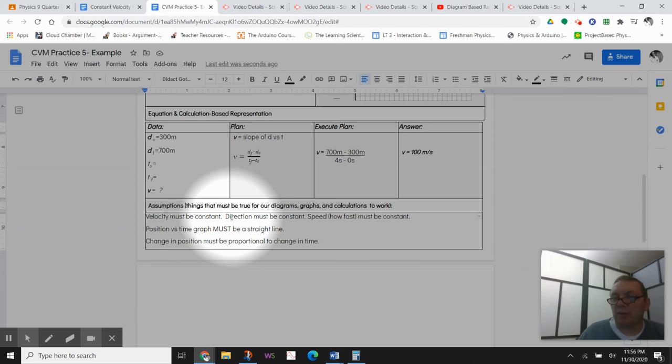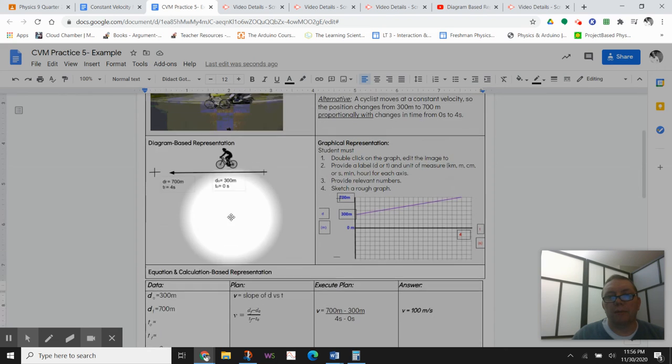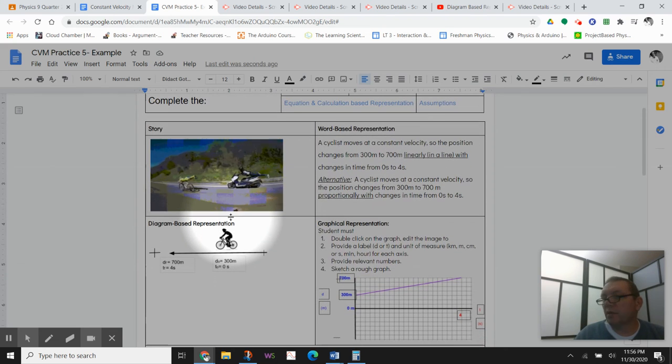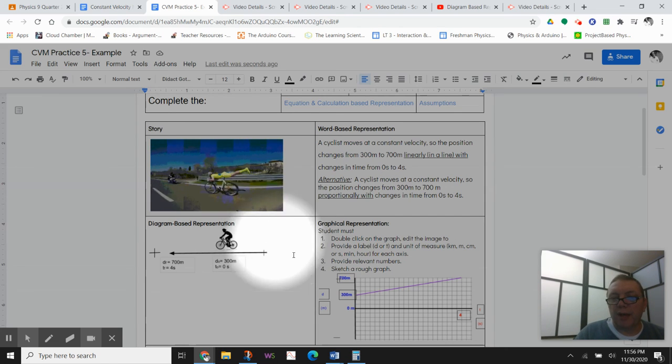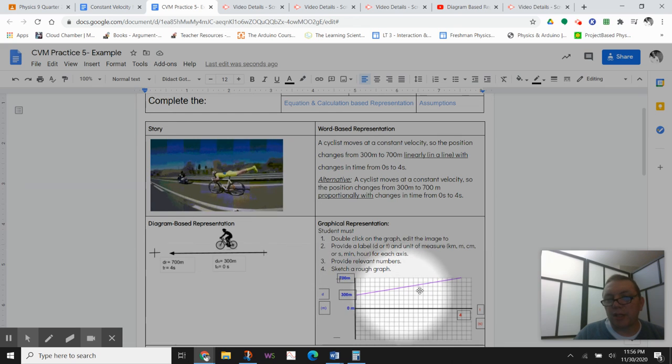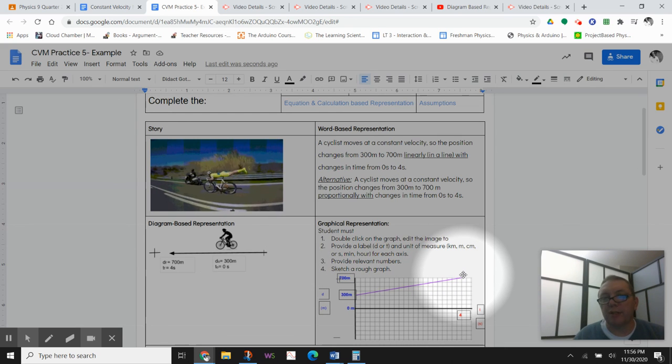Now, sometimes something might not be exactly constant velocity, but it might be close enough for us to say this model isn't perfect, but it's close enough for what we're doing. So in some cases, we do accept that there are little bits of wiggle room. But if this line has a significant change, then it doesn't work.